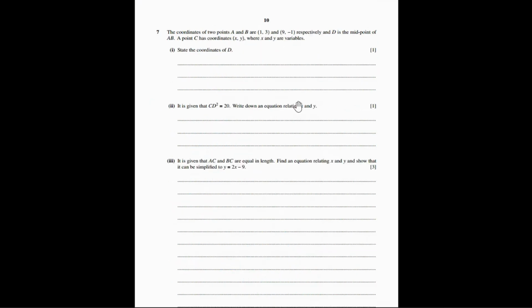Then it says the coordinates of two points A and B are (1, 3) and (9, negative 1) respectively, and D is the midpoint of AB. A point C has coordinates (x, y), where x and y are variables. State the coordinates of D. So I have to find the midpoint of AB. So that's going to be (1 plus 9)/2 and (3 minus 1)/2, which is 5 and 1. These are the coordinates of D.